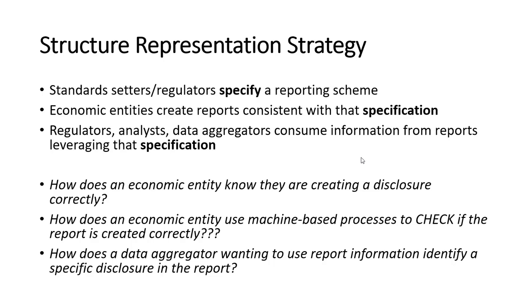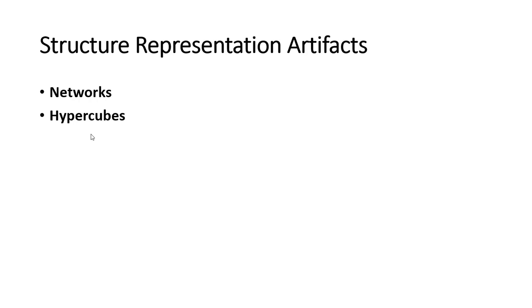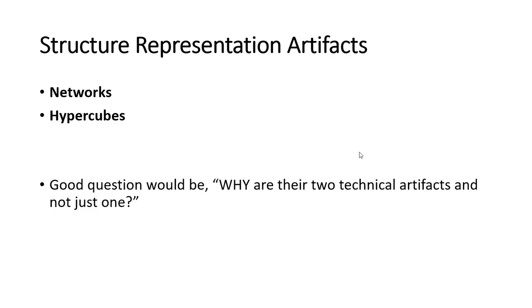Okay? So first, I want to explain the different tools you have for leveraging structures. You have networks and you have hypercubes. These are artifacts that are in XBRL that are useful for identifying structures. So the first question that you might have is, why do you have two technical artifacts instead of one? We have networks and we have hypercubes.